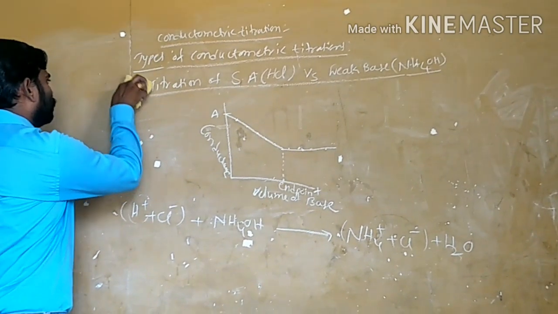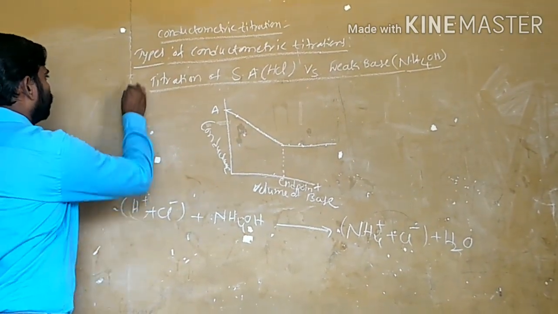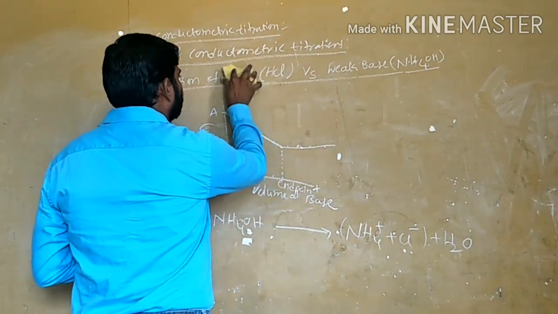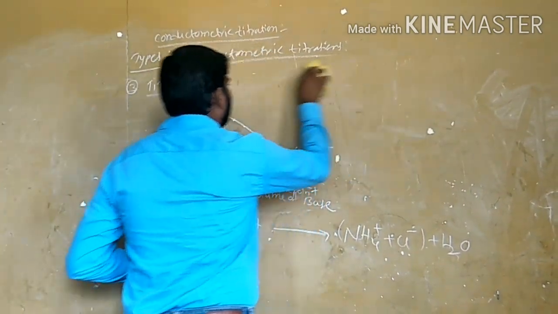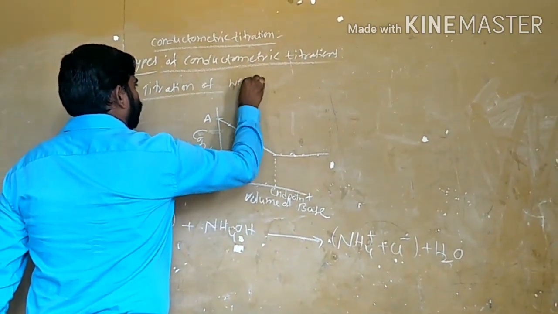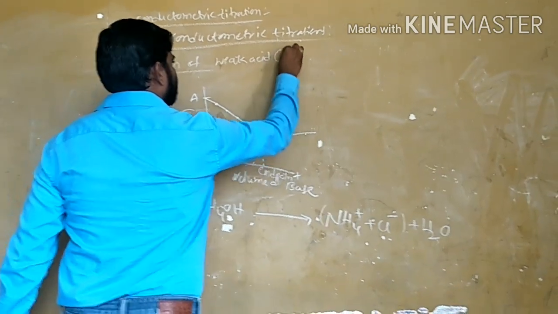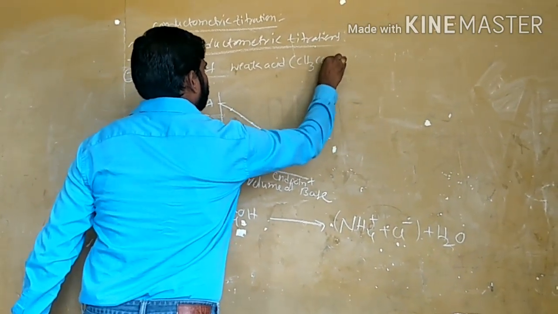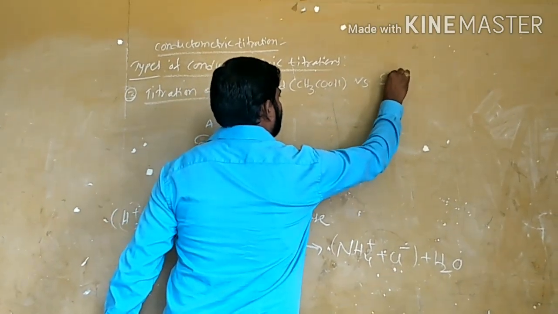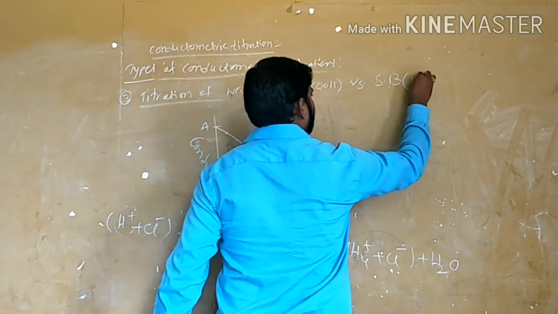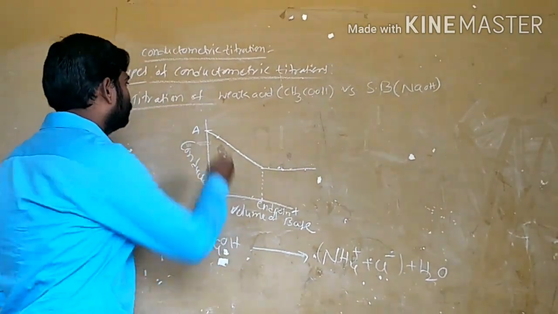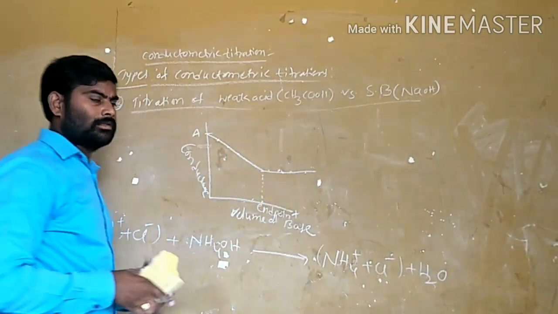The next, third one, we are discussing is the titration of weak acid. Titration of weak acid, acetic acid, versus strong base, that is NaOH. Strong base NaOH. What happens in this case?